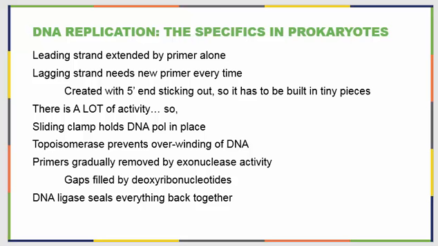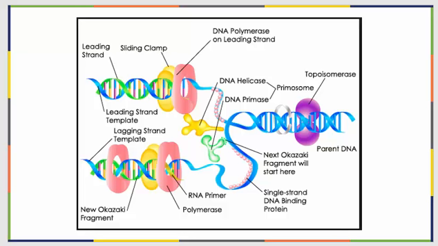However, the lagging strand has to start with a new primer every time the DNA polymerase essentially bumps up to the mechanism as the DNA itself is being opened. There's always a 5' end sticking out, so it has to build up into teeny tiny little pieces. There's a lot of activity happening as these different strands are put together. Here's what that looks like. This is what I mean.